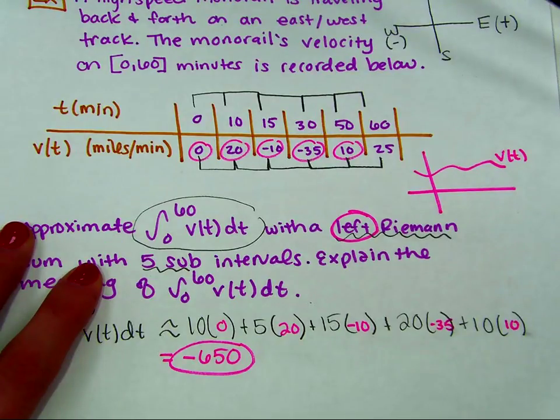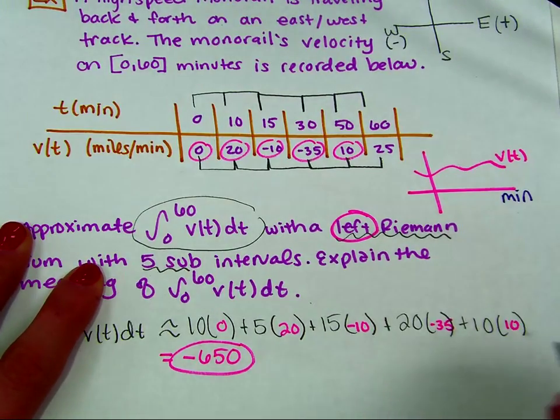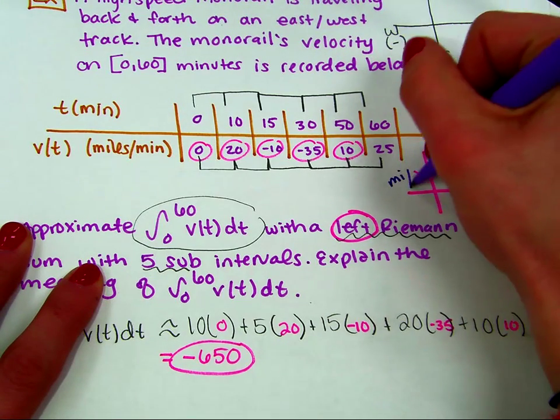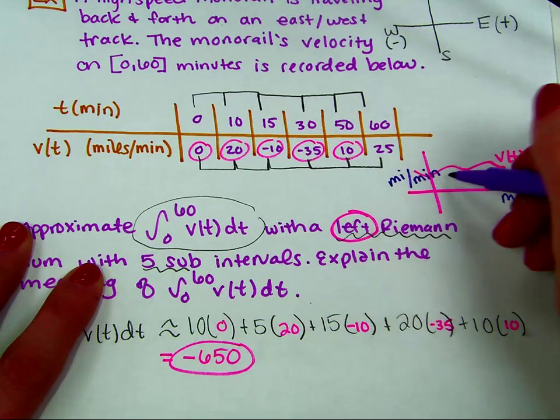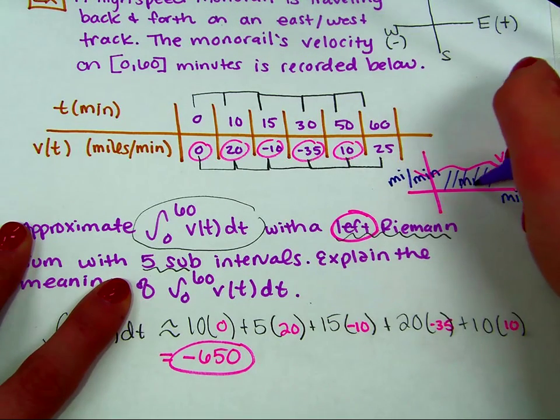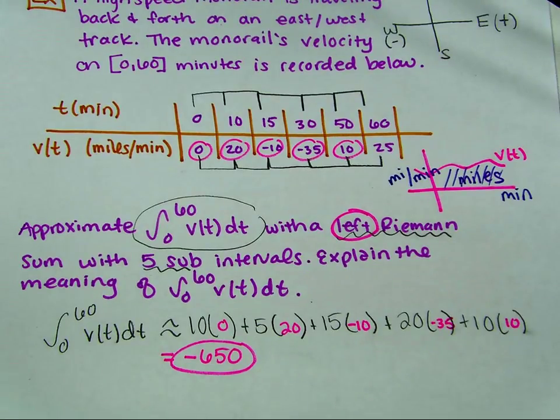All right, we know the x-axis should be labeled with minutes. The y-axis, our velocity, is miles per minute. And think about for your area under the curve, you'd have to multiply those together. The minutes would cancel. You'd really end up with miles. That area under the curve just represents miles, or really distance, the distance that the monorail has traveled.